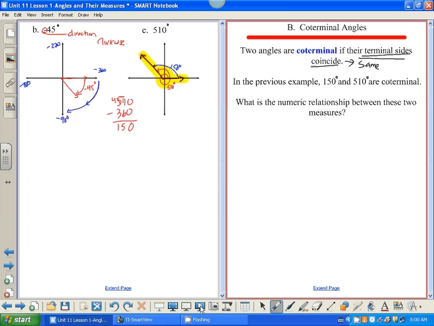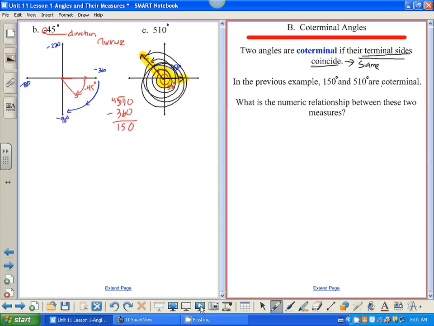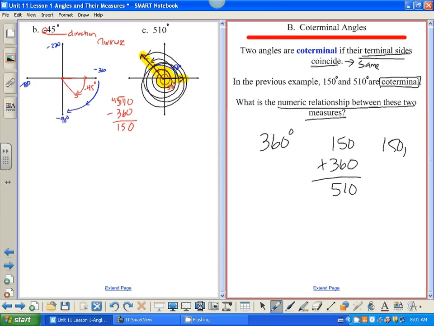If I made it 2 revolutions to get there, that's coterminal. If I made it 3 revolutions to get there, that's coterminal. The revolutions are what makes them coterminal angles. Again, they are not the same angle, they are coterminal. So the numeric relationship between these two measures is 360 degrees. 150 plus 360 gives me 510. So 150 and 510 are considered coterminal angles.